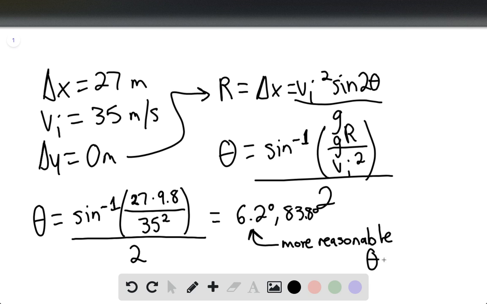So this would be our answer. Theta equals 6.2 degrees. This is our final answer. That's the end of the solution.